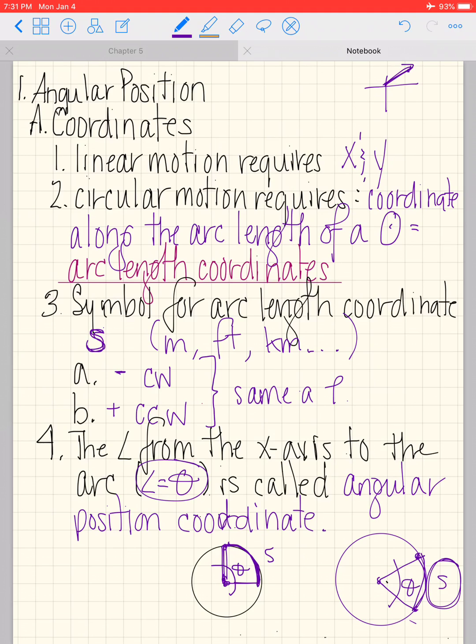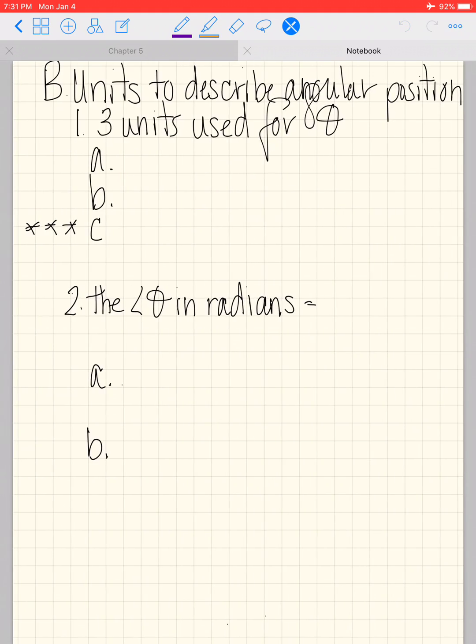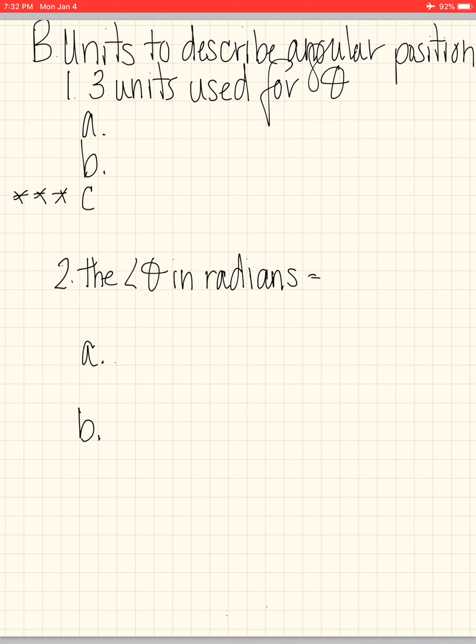Again, let me review. This is going to be my arc length coordinate, measured in meters, kilometers, and so on. This is my angular position coordinate, and it's going to be measured in, what do you think? Any guesses what the units could be? Units that you've used before. The most obvious one is going to be degrees.